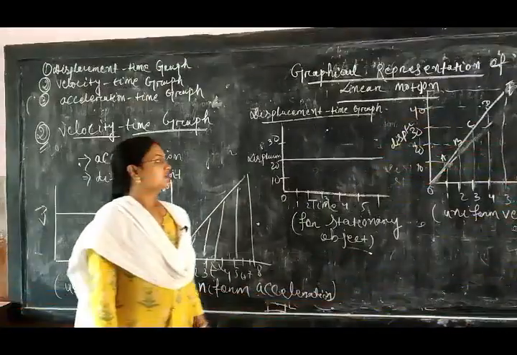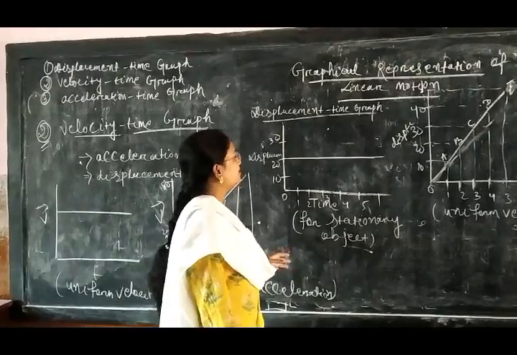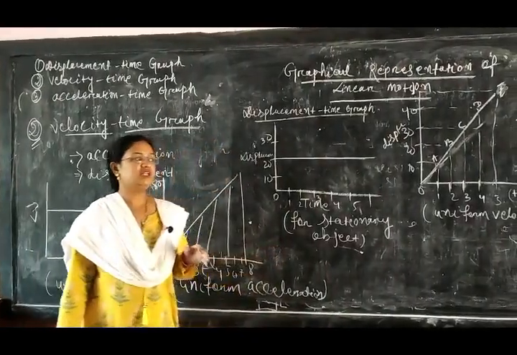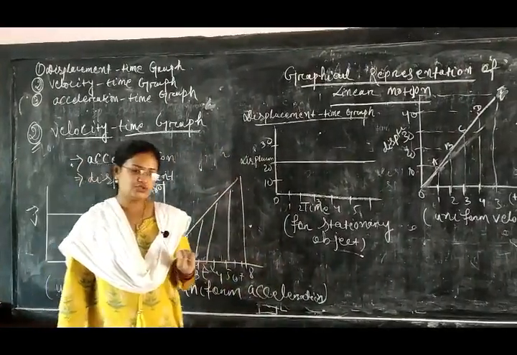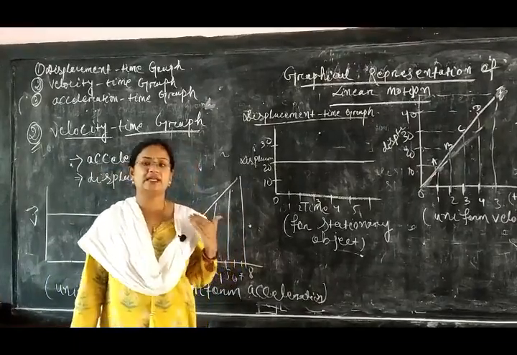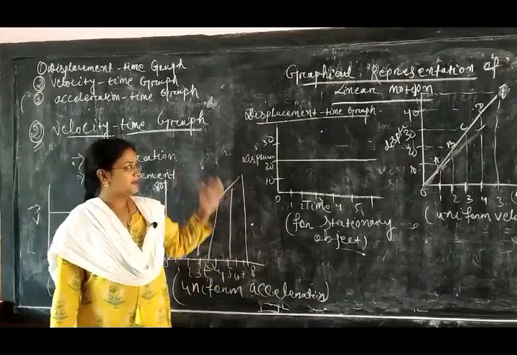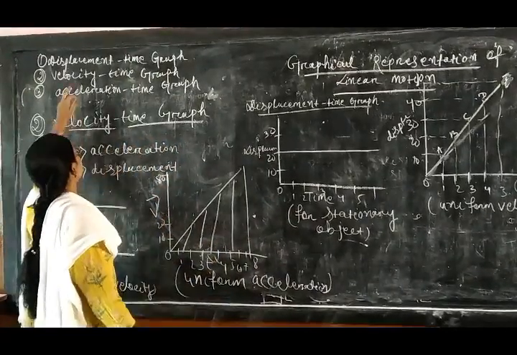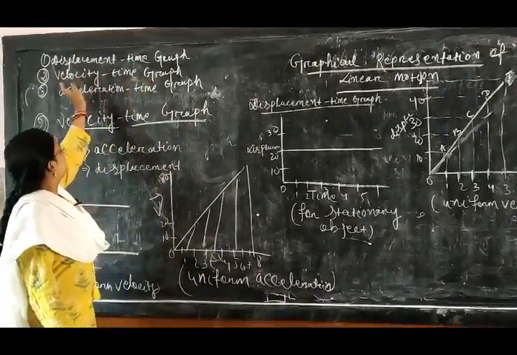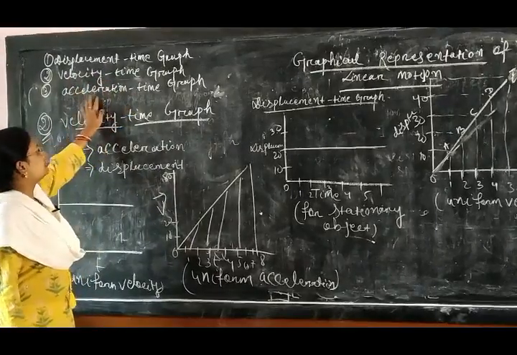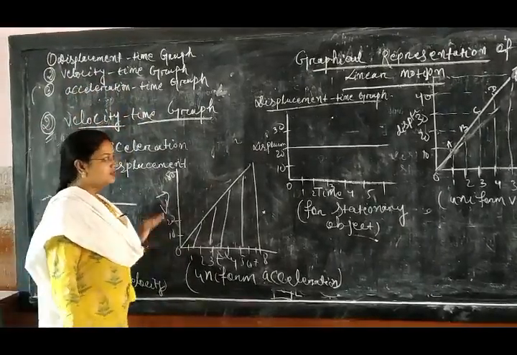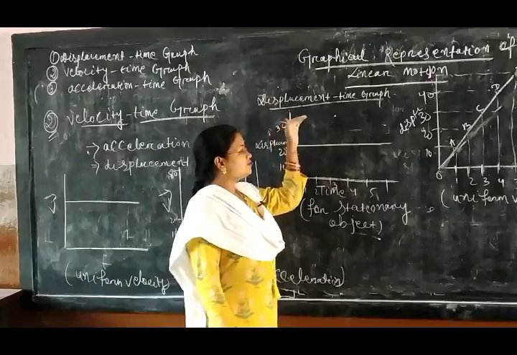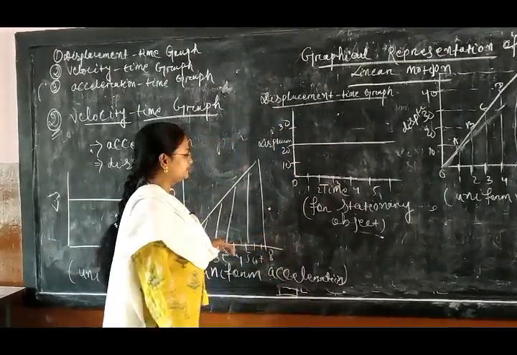Okay. Now you see part 2b, the graphical representation of linear motion, the rectilinear motion. How we can represent it in a graphical method? So 3 types of graphs are there: the displacement time graph, velocity time graph and acceleration time graph. So we will see one by one. First you see the displacement time graph.